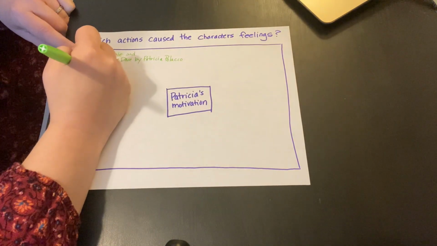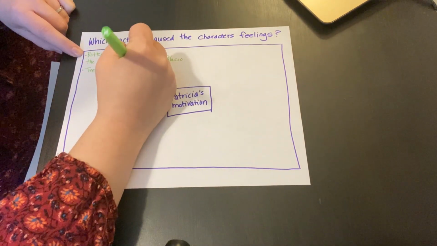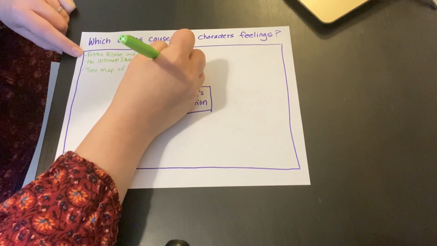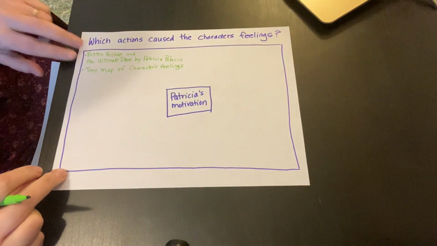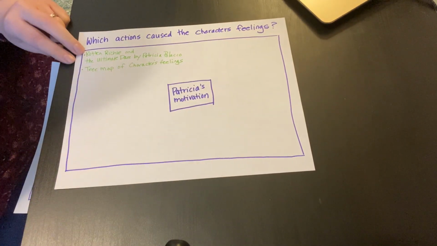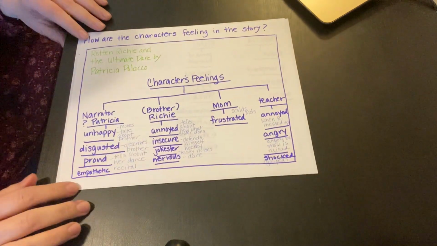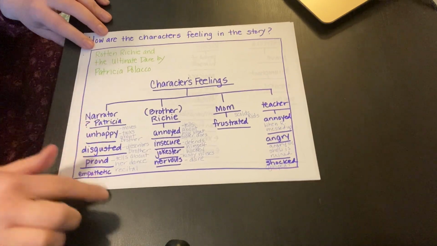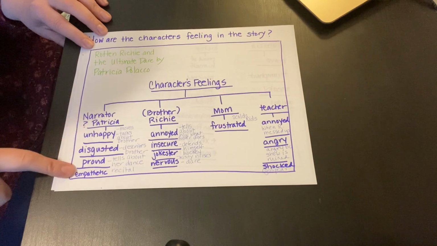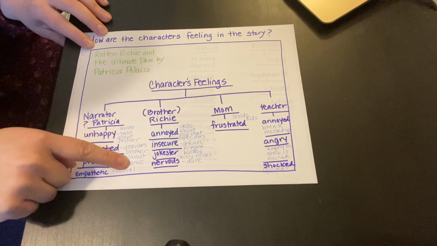And the second source is the tree map of the character's feelings. So this is really important because these are the two things that will help us organize what we need to think about today. So the first thing I need to do is I need to go back to my tree map from the other day. And you notice that I added some more characters. I figured out that the narrator's name was Patricia. She's the one telling the story. And I have a bunch of different ways she was feeling and some details on the side.